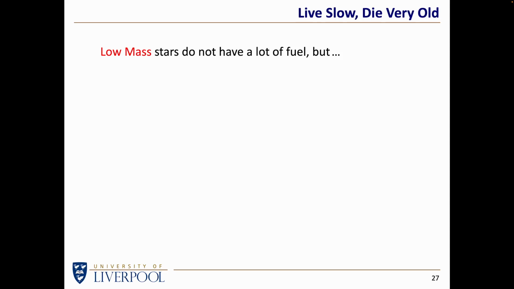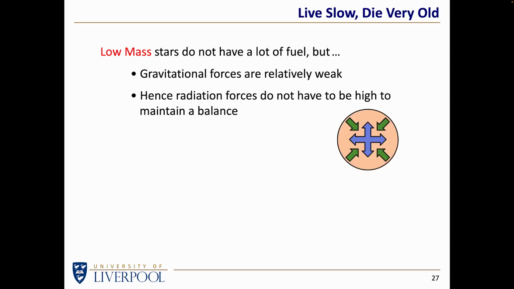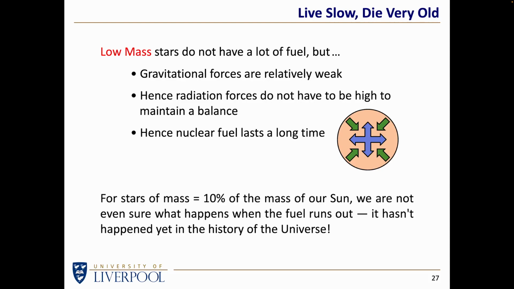What about low mass stars? And here we're talking about mass significantly less than the mass of our sun. Our sun, to all intents and purposes, is effectively an average mass star. If we think about a low mass star, then again, naively, we might assume that it hasn't got much fuel, so it's not going to last long. But actually, because the gravitational forces are relatively weak in a low mass star, the radiation forces required in the core don't have to be very high to maintain a balance. And hence, the nuclear fuel actually lasts for a long, long time.